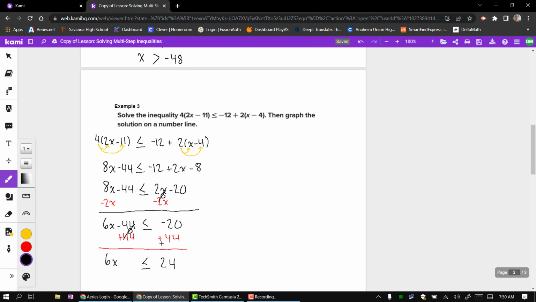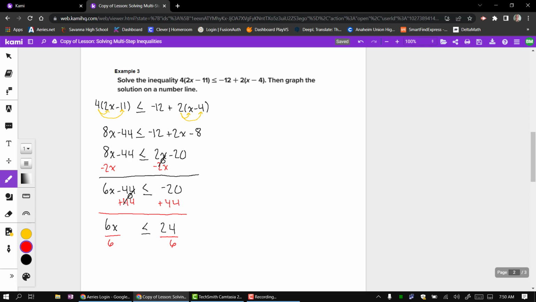Now I want to undo what's happening here, so I'm going to undo it by dividing by 6. Since I'm dividing by a positive number, I do not need to change the direction of the inequality sign. I can keep it as is. This is going to be x is less than or equal to 24 divided by 6, which is 4.